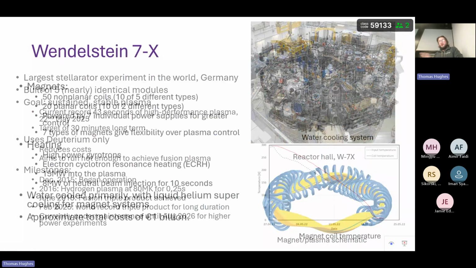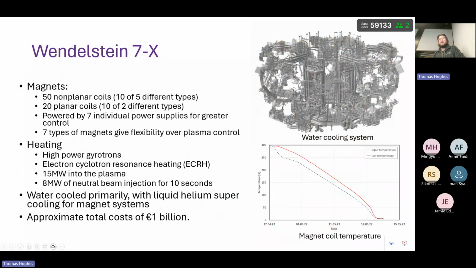So here's an example of their water cooling system in the picture at the top. Very complicated because the whole thing's a mess. They use a lot more magnets. So you've got 50 non-planar coils and 20 planar coils. So seven different types of magnets. And they all have their individual power controls, each type. Basically it gives them much greater plasma control to the point where they actually can't give you a proper 2D picture of it because it's just so complicated. So I didn't bother putting that into this because I wasn't going to explain that.